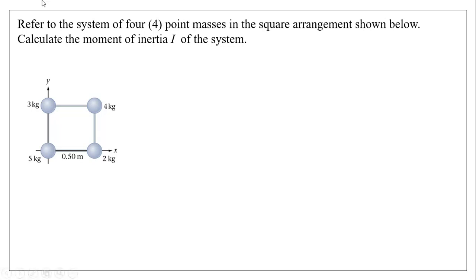Okay, so in this particular problem, we're given a system of 4-point masses in a square arrangement, and then it asks us to calculate the moment of inertia of the system. So here, I'm just going to do a couple of axis rotations just to show you how to apply the function for moment of inertia.